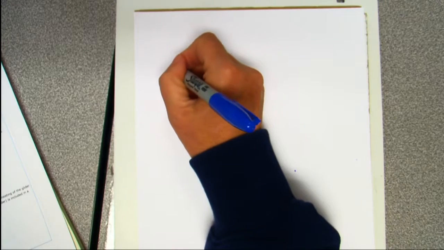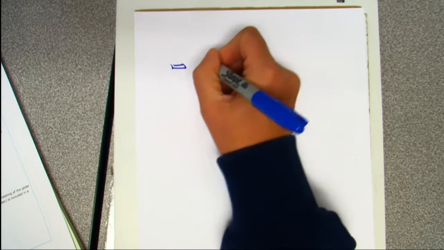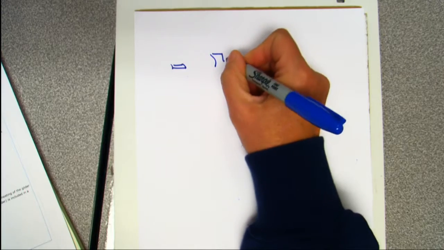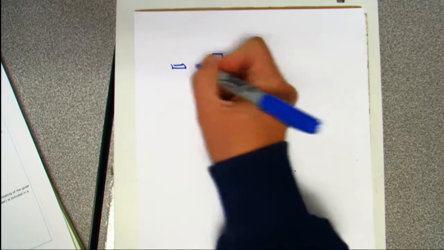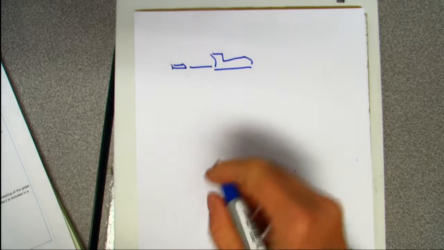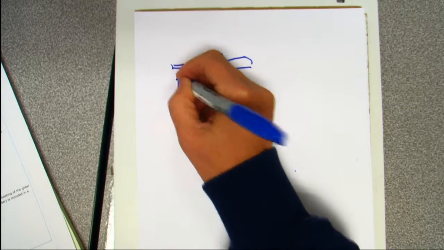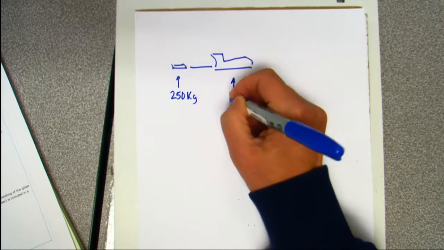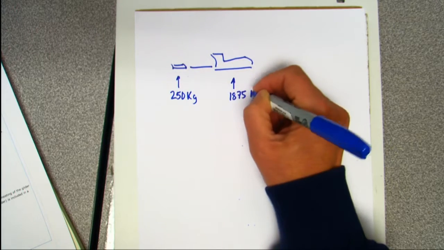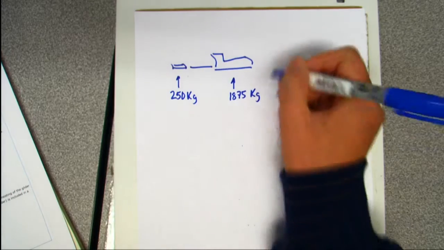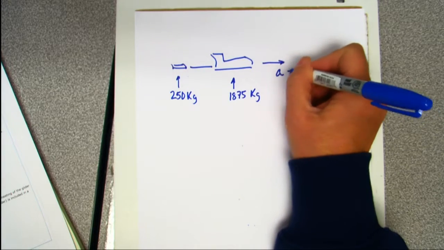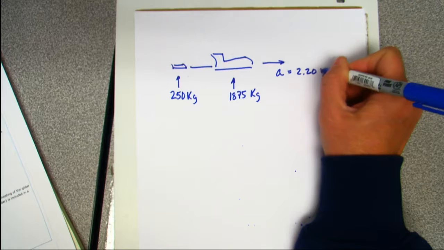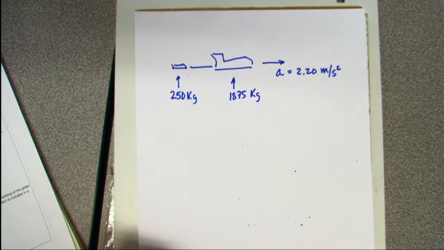So we have the little glider back here behind the big plane, and we've got tension in the rope. The glider is 250 kilograms. The plane is 1875 kilograms. And we're given that the acceleration is 2.20 meters per second squared. We want to find the magnitude of the thrust.